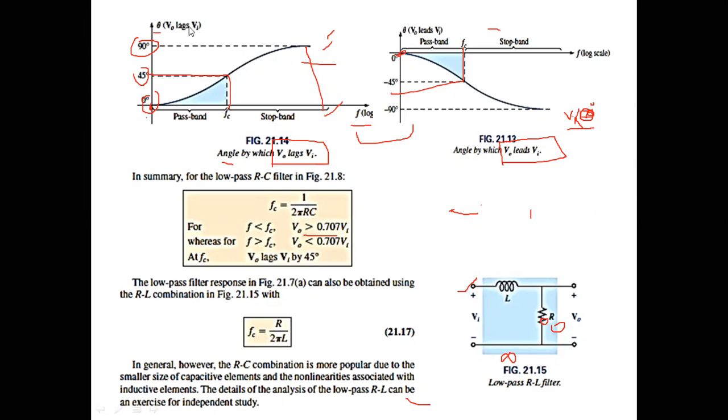Now the LR circuit, by getting output from the R, can also act as a low pass filter. So you have to do the calculation for this LR circuit, and this is your homework.